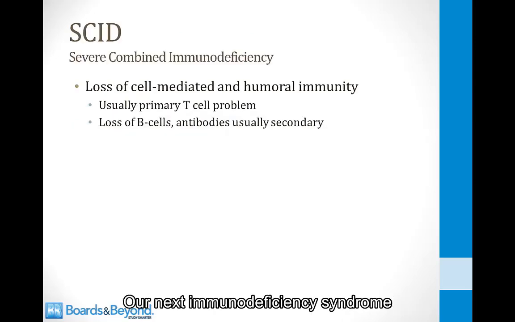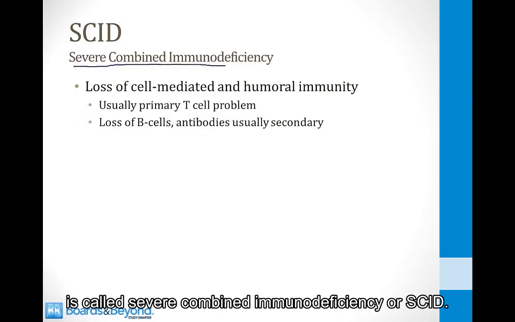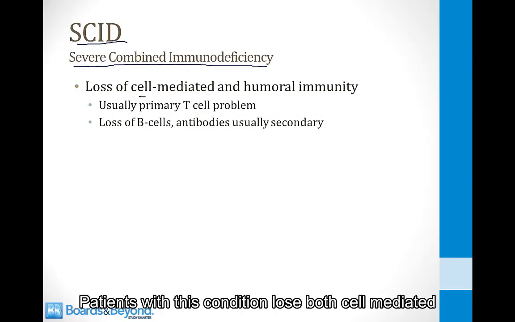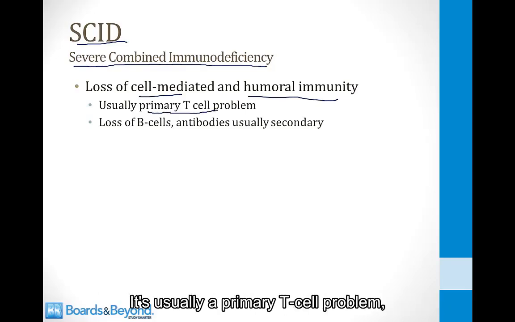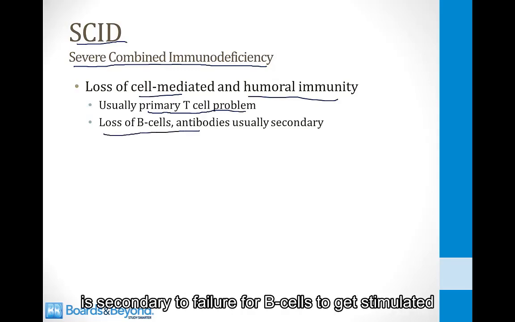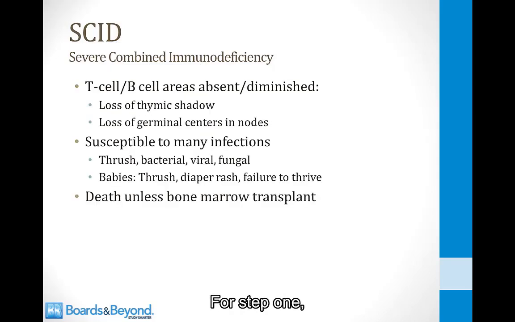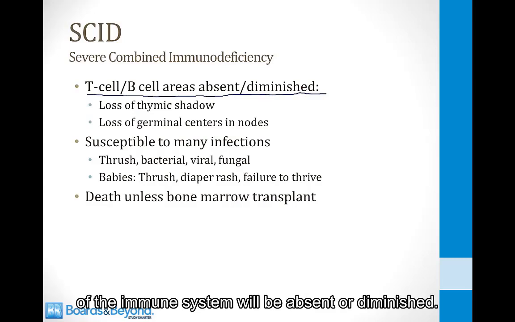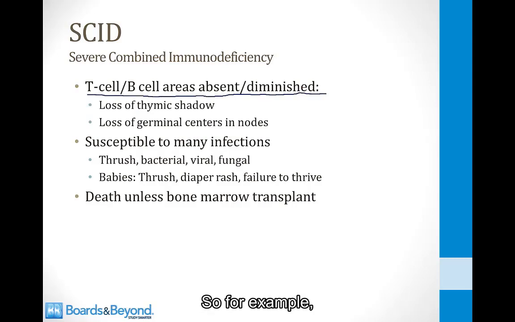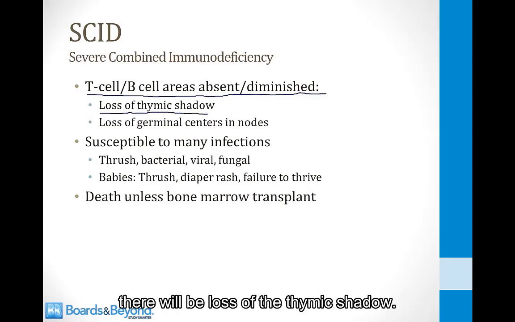Our next immunodeficiency syndrome is called severe combined immunodeficiency, or SCID. Patients with this condition lose both cell-mediated and humoral immunity, so they have lost the entire adaptive immune system. It's usually a primary T cell problem, and the loss of B cells and antibodies is secondary to failure for B cells to get stimulated by T cells. For step 1, you need to know that the T cell and B cell areas of the immune system will be absent or diminished. So, for example, there will be loss of the thymic shadow.